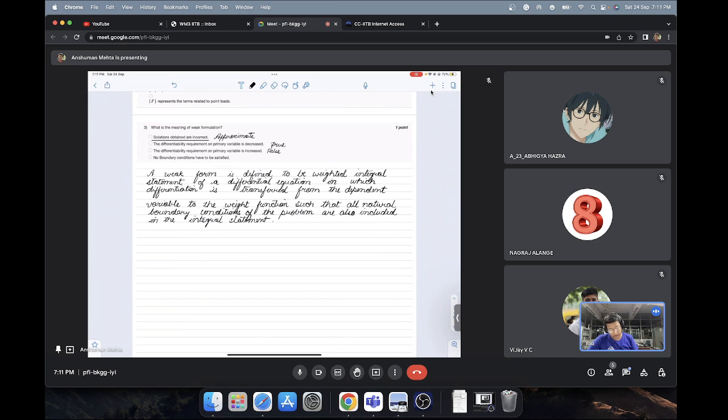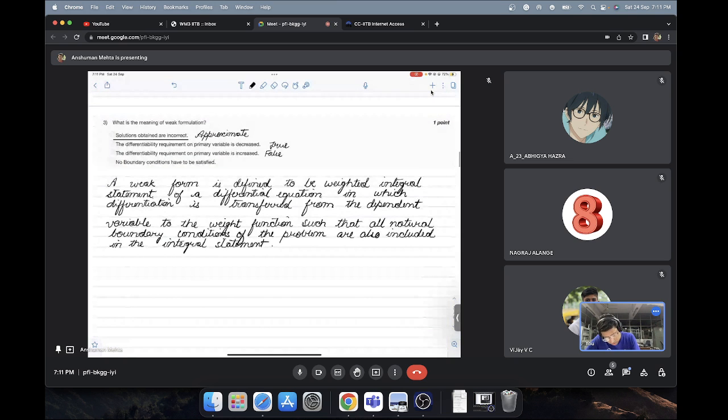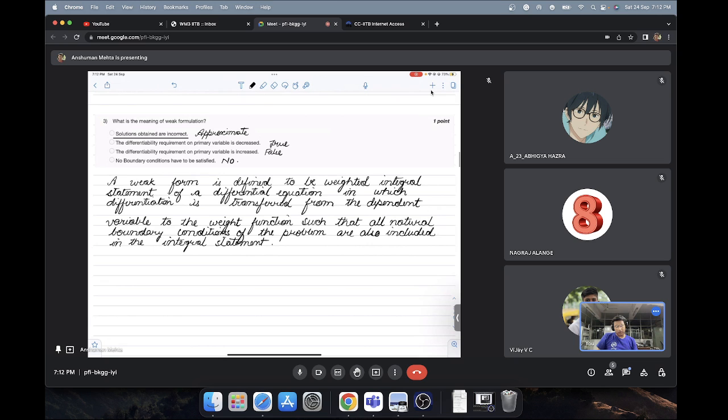Then, no boundary condition has to be satisfied? No. Actually, when we are going from the energy method or via Hamilton's principle, boundary conditions come into the equation by themselves. All right, so that is one more benefit.